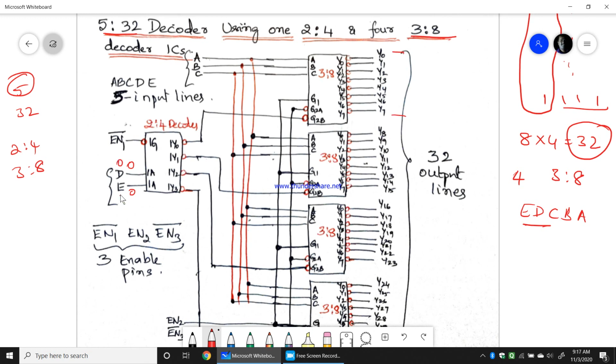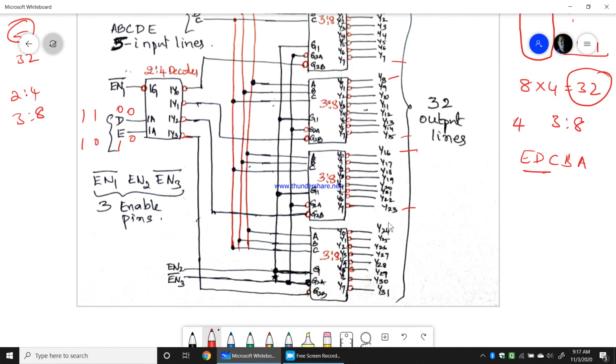If D and E is 0 1, Y1 will be selected, and that will enable this 3:8 decoder, and that will read Y8 to Y15. If D and E is 1 0, that will enable Y2, and that will enable this 3:8 decoder where I read Y16 to Y23. Finally, if D and E is 1 1, Y3 is selected, and that is given to this 3:8 decoder, and that gets selected, and finally it reads from Y24 to Y31.